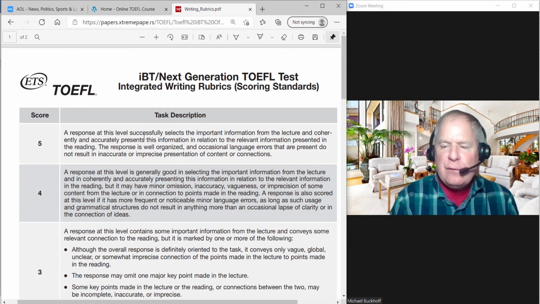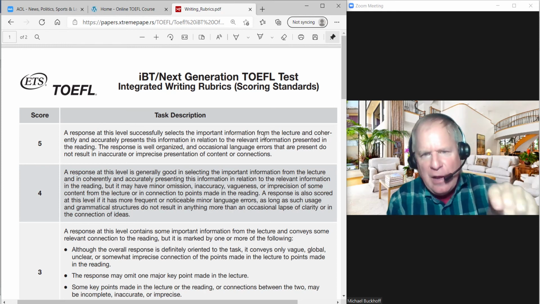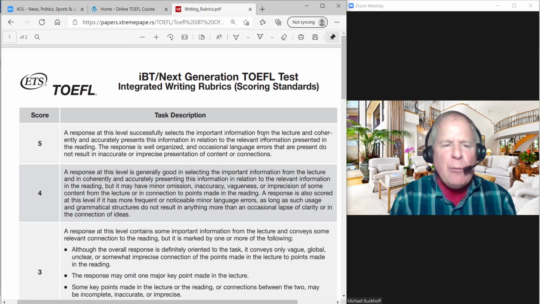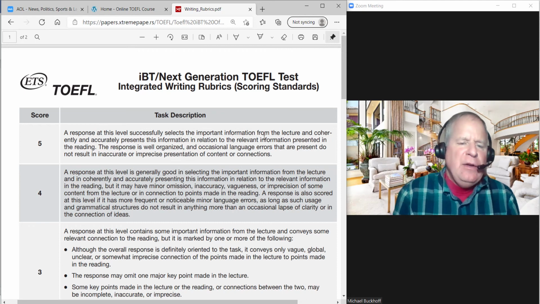A response at this level successfully selects the important information from the lecture and coherently and accurately, yes, on both accounts, presents this information in relation to the relevant information presented in the reading. The response is well organized, yes, and occasional language errors, yes, that are present do not result in inaccurate or imprecise presentation of content or connections. Yes, I have to say yes to all these things. I mean, I can almost give you a 30 on this, but I don't want to do that.